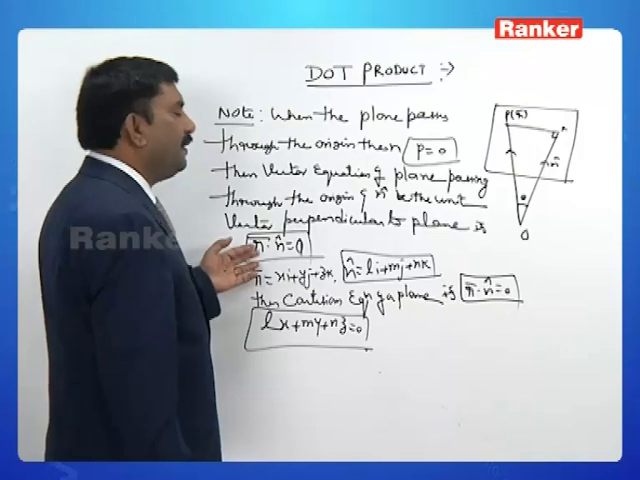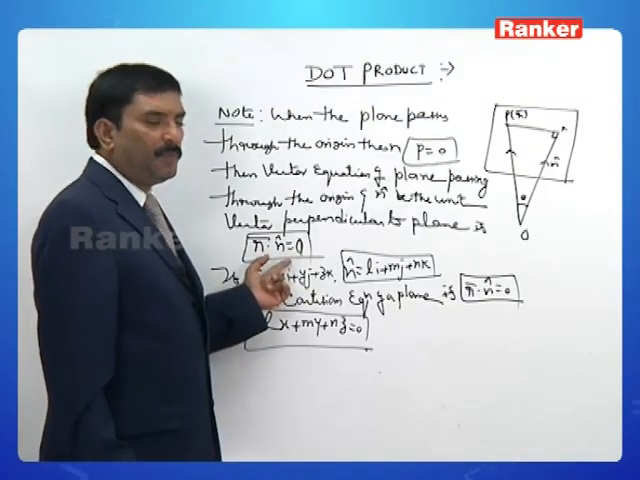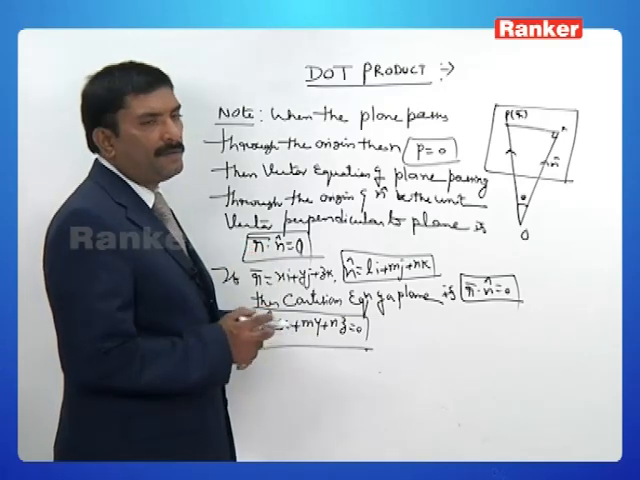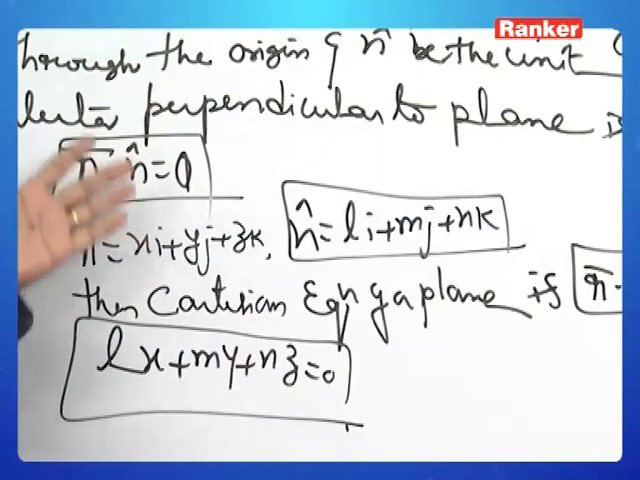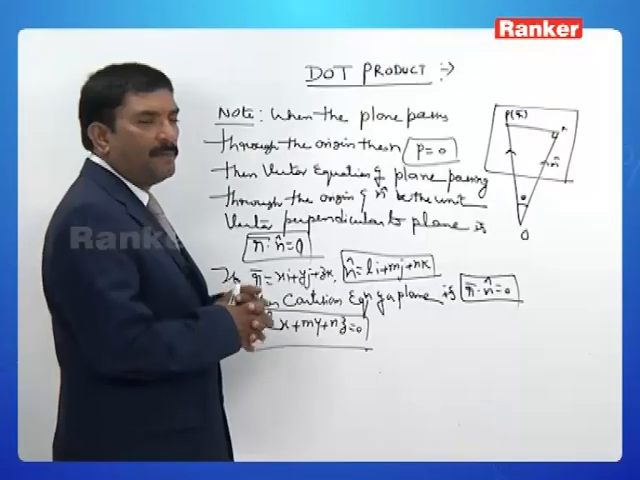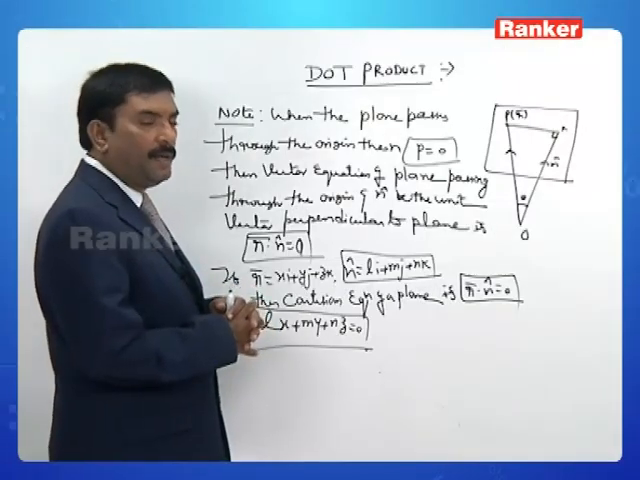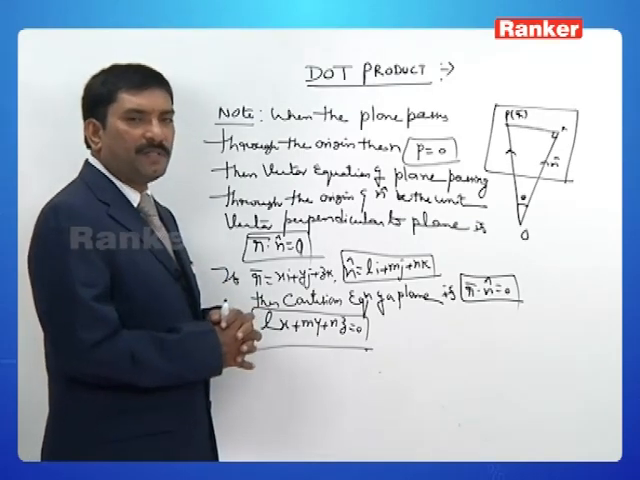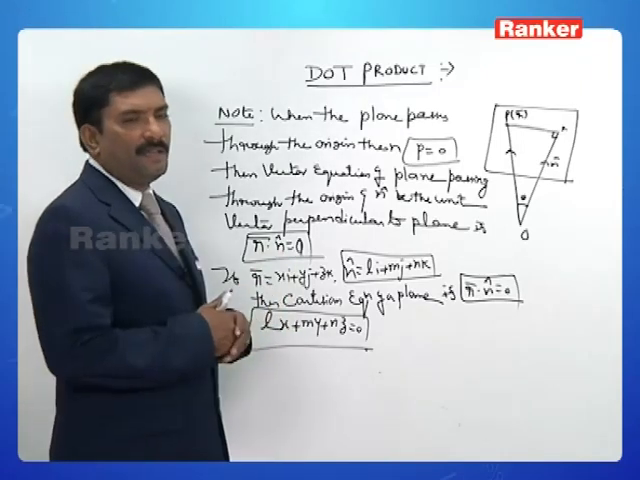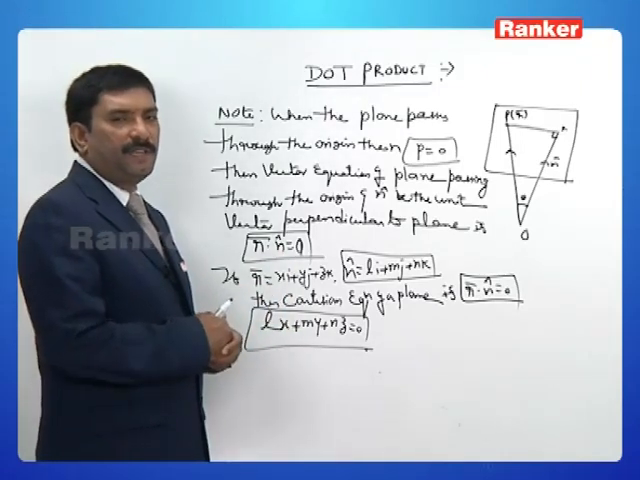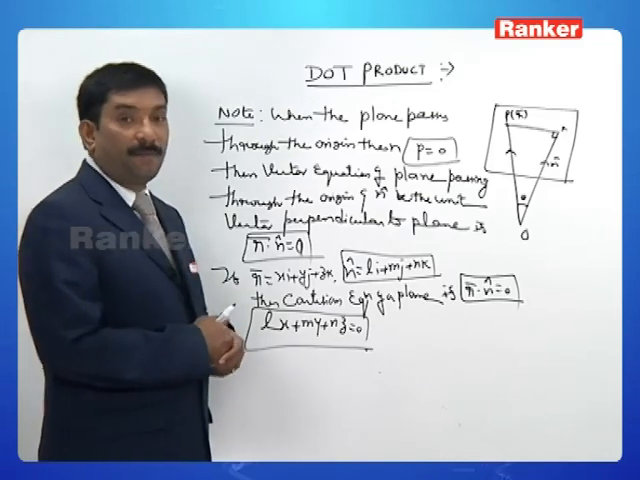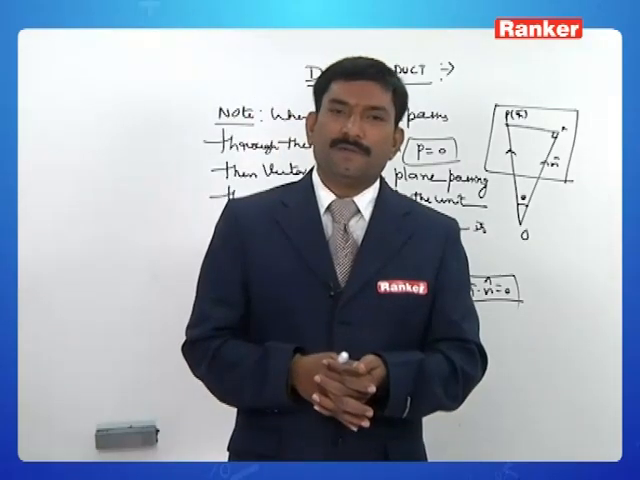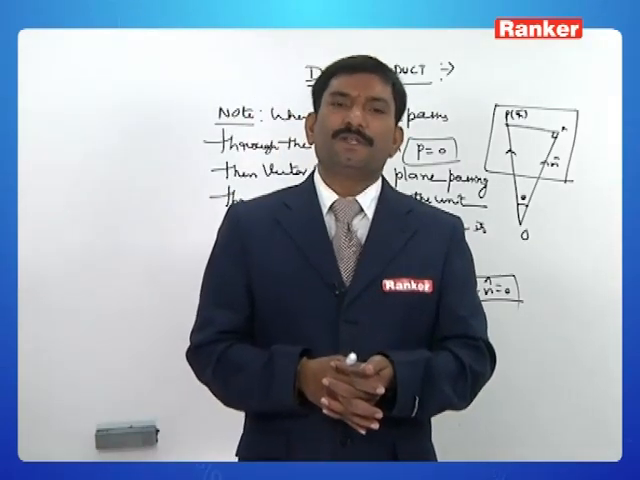This is a vector equation of a plane passing through the origin and perpendicular to n cap. This is the Cartesian equation of a plane perpendicular to n cap and passing through the origin, given by lx plus my plus nz is equal to 0. And meanwhile, this is r bar dot n cap is equal to 0.